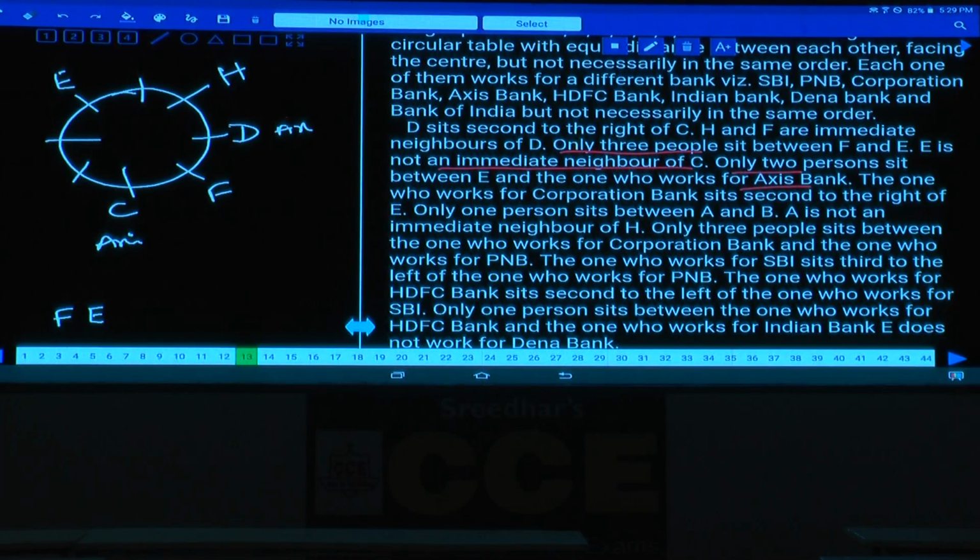The one who works for Corporation sits second to the right of E. The person working in Corporation must be at this place, second to the right of E.